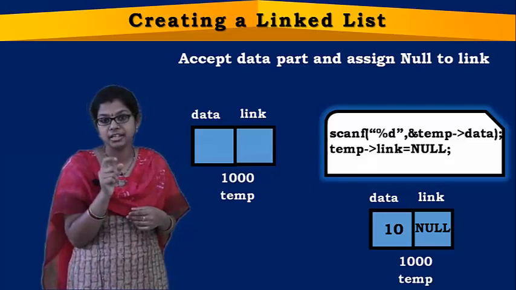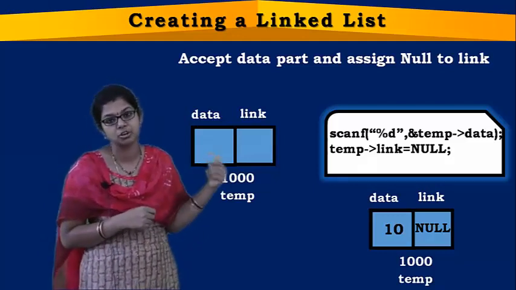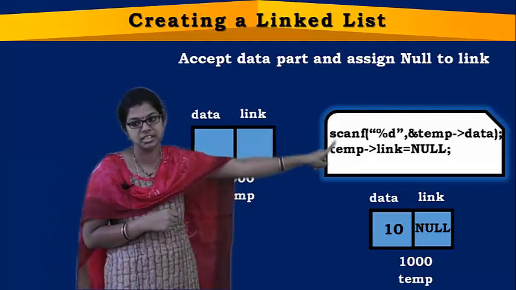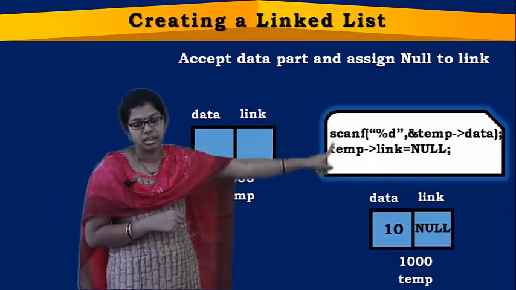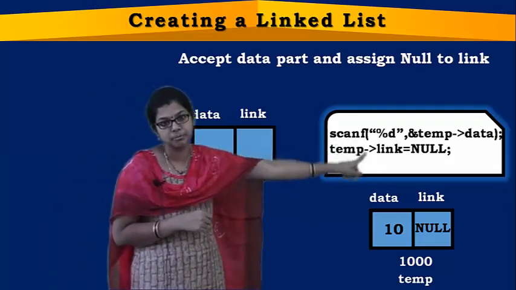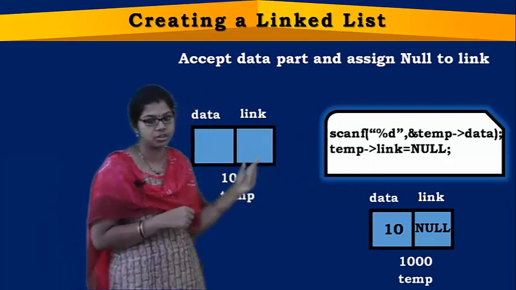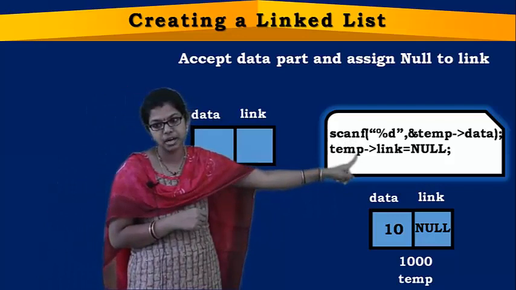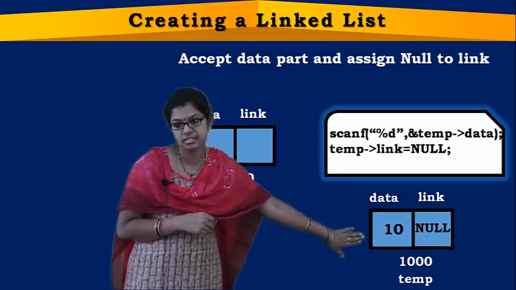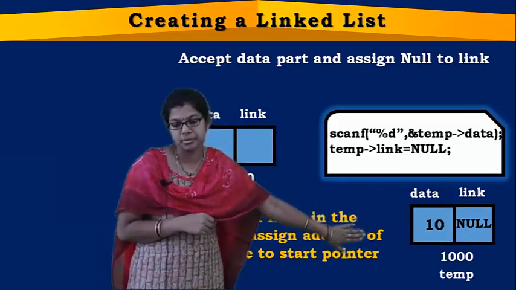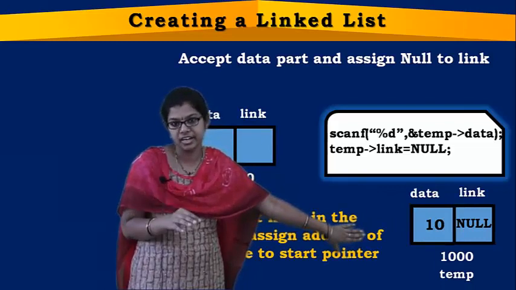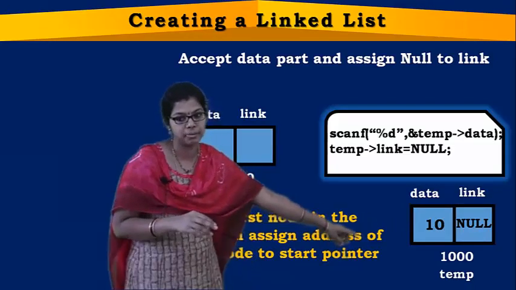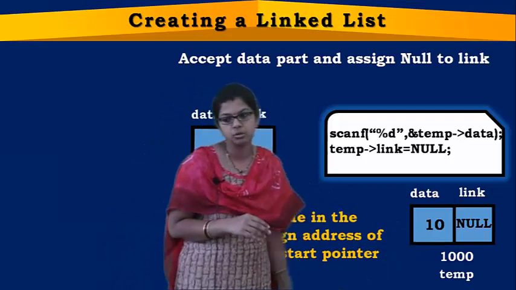And the data part is one integer variable. So the control specifier you are using is %d, and it is going to accept temp arrow data. So it is going to accept its data part and assign its link part to null. So like this, a block of memory is allocated and divided, and you have accepted its data part and assigned its link part to null.